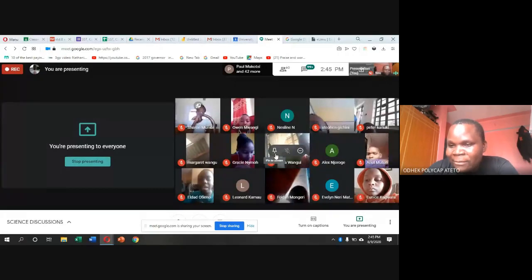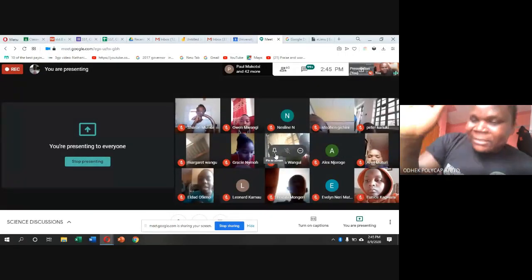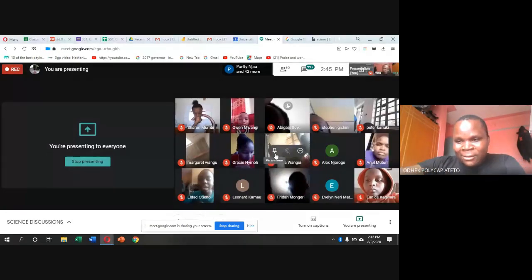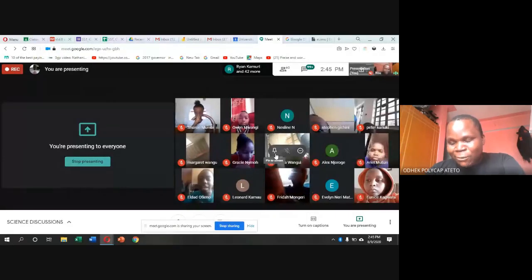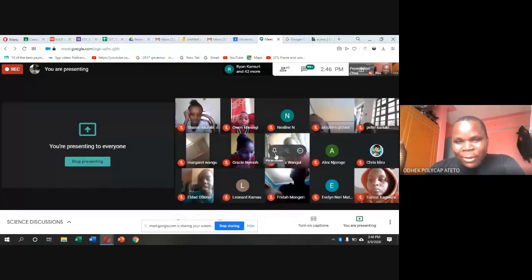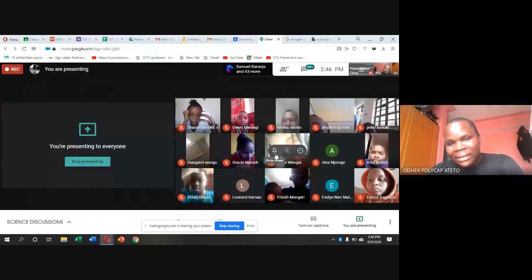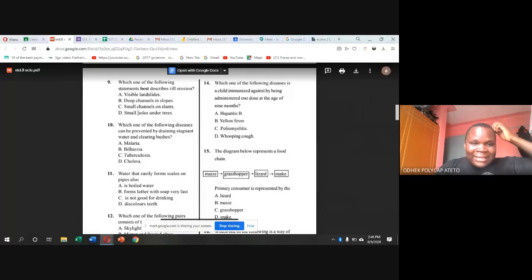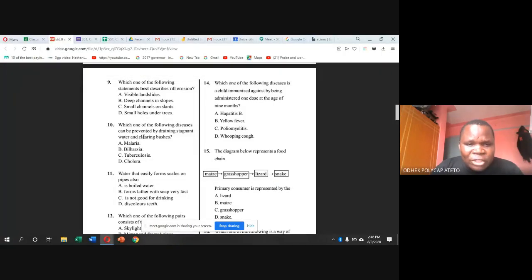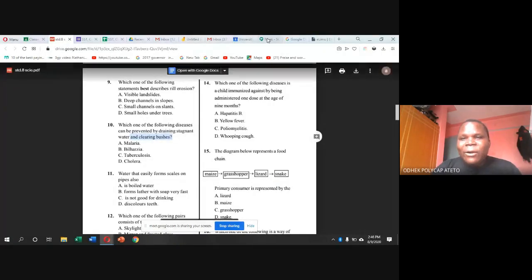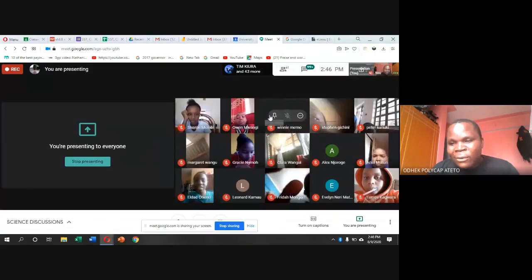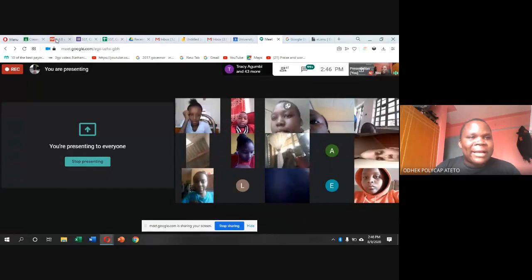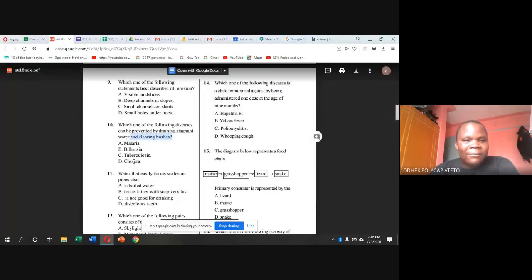So make sure you are very clear. If they say which diseases are prevented by draining stagnant water only, they have not specified anything else, the answer is bilharzia and malaria. But these people are very specific here, saying clearing the bushes. That eliminates bilharzia because bilharzia does not happen because of bushes. So automatically the answer becomes malaria.